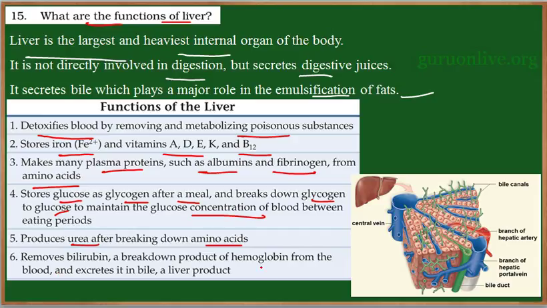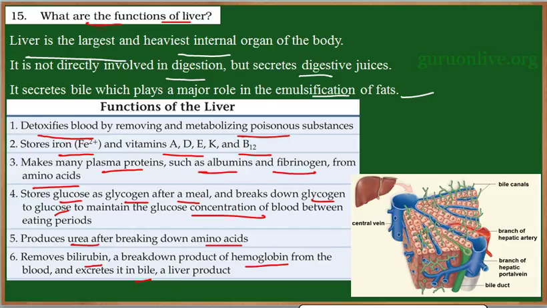Along with that, when hemoglobin is broken down, it produces end products called bilirubin and biliverdin. These are toxic substances and they are removed with the help of the liver. Along with the bile juice, bilirubin and biliverdin will be released into the small intestine. From there they are further removed. So these are the functions of the liver.